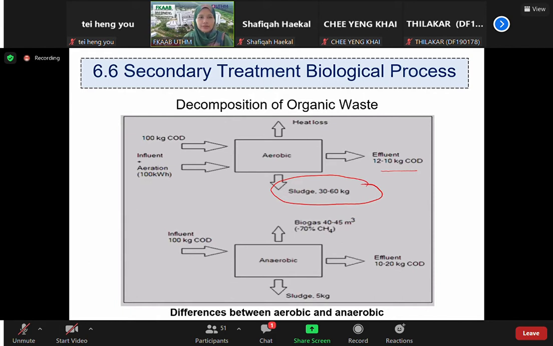Maknanya quality okay. But by using the anaerobic, sludge is very minimal, 5 kg. Sebab everything has been produced as biogas. Around 60% of methane will be produced, so we can capture the biogas here. The effluent is still good, between 10 to 20 kg of COD will be released. Maknanya kurang lah. If we compare with 100 kg of COD in here, dah kurang about 80 to 90% here.